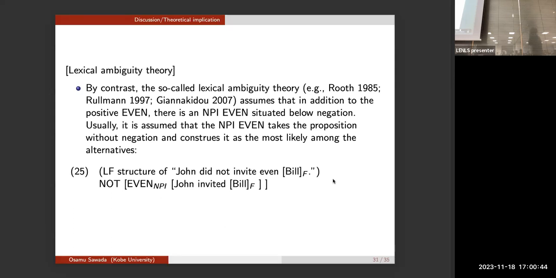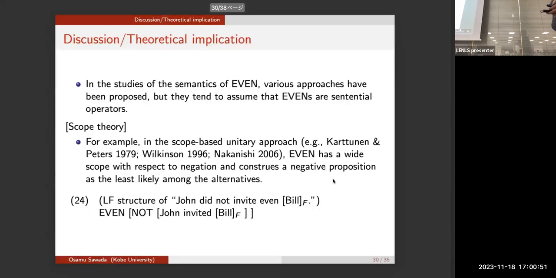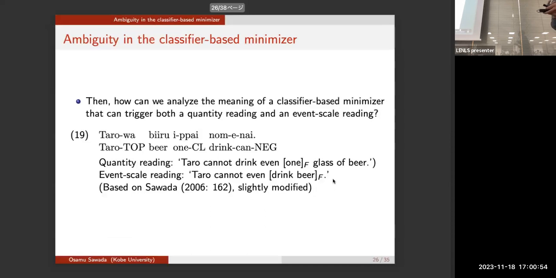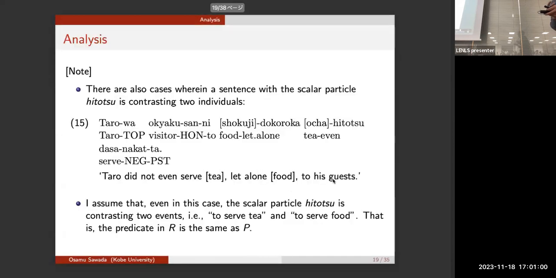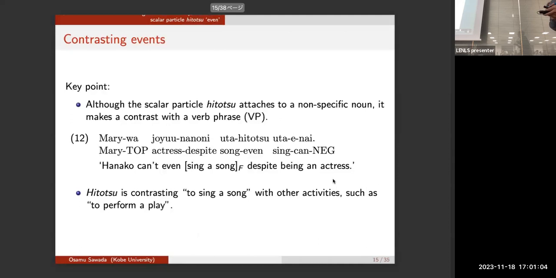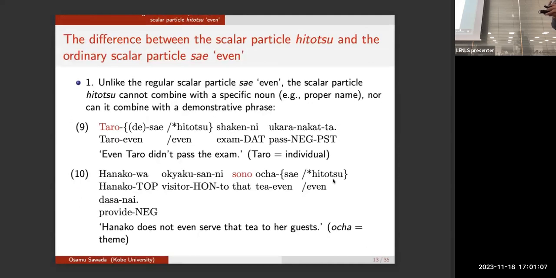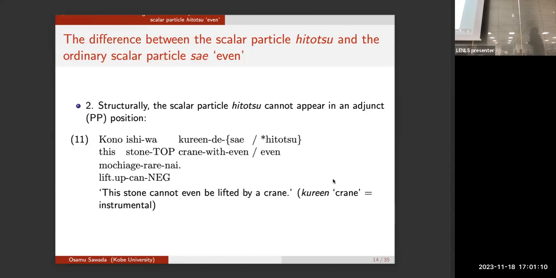Thank you, Peter. Can you show, please, the example about the crane, where some object can be lifted by a crane or something like that? Crane example? Adjunct? With adjunct? What if we say this stone can be lifted even by a finger? The stone cannot be, can be. We remove negation and change crane to a finger. Can we then use this also? Can even be lifted by a finger?